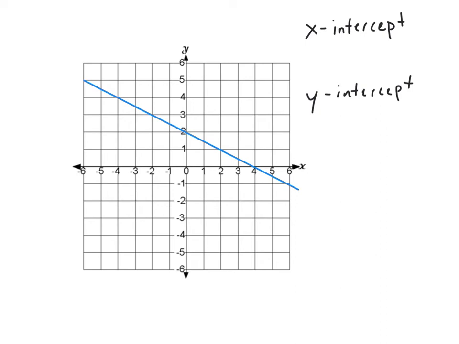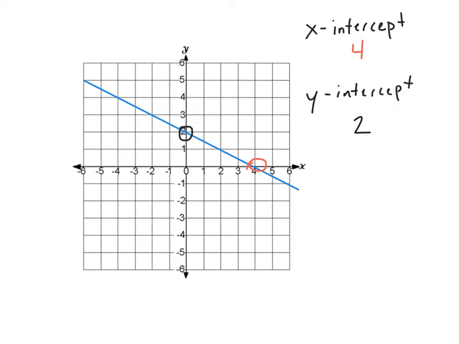What I want you to do is to find the x-intercept and the y-intercept. So pause the video and try this one real quick. Alright, so if we have the x-intercept, where does it cross on the x-axis? It crosses right here at the 4, so the x-intercept is a positive 4. The y-intercept is right here at the 2, so the y-intercept is 2.